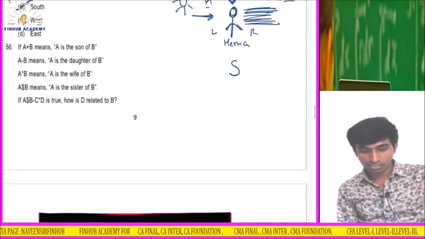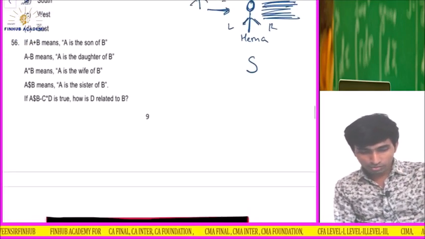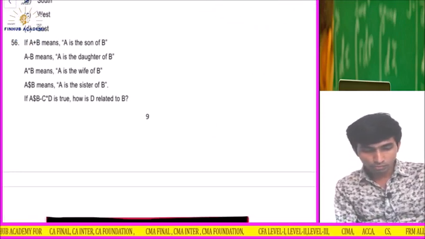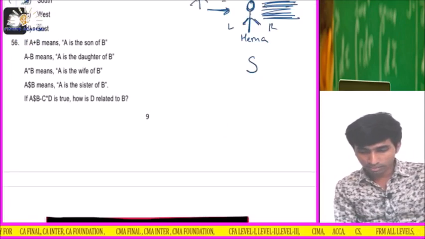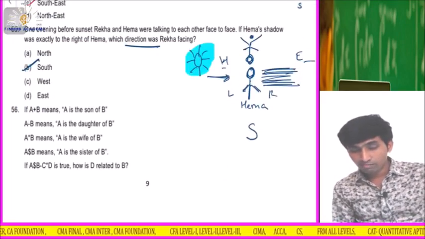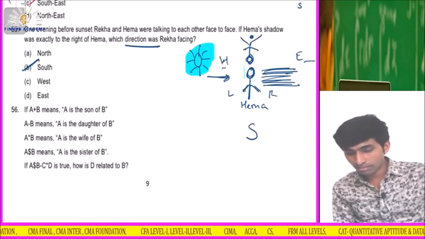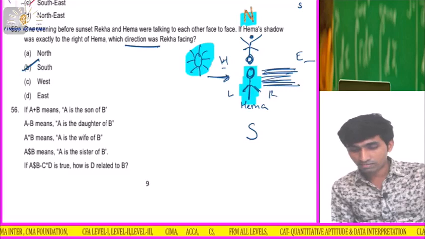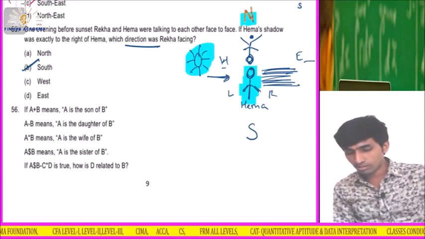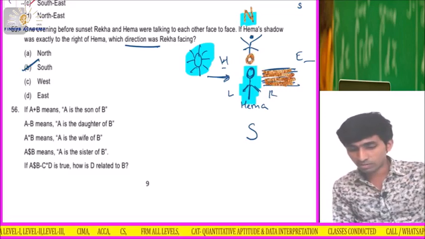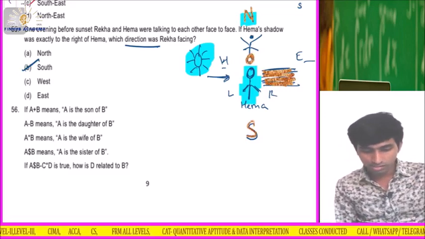Understood? Satisfy yourself. Hey, be careful here. You want me to explain one more time? See here, this is west, so the sun is here. When the shadow is to the right of Hema, that means Hema is standing and facing north. Hema is facing north, so at that time the shadow will be on the right-hand side. That means Rekha is standing exactly opposite. So Rekha is facing south. As simple as that.